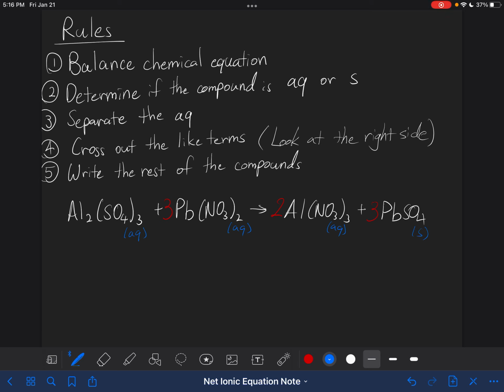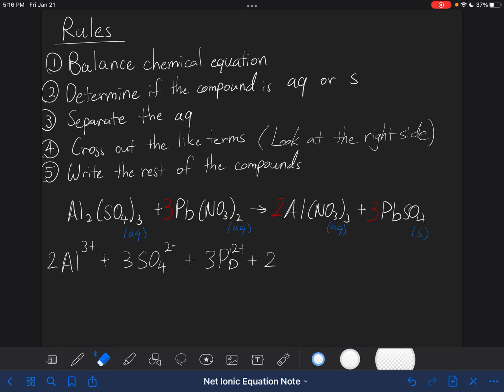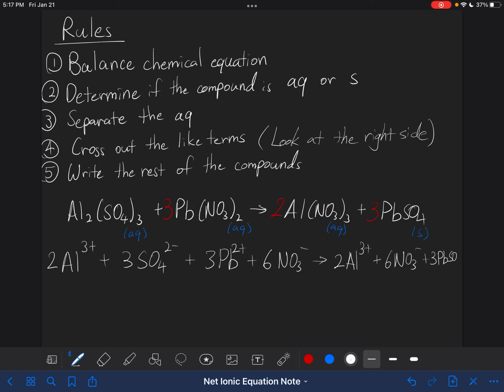Well, now we've got to split these up into two parts. So we have Al, there's two of those, so 3 plus charge, plus 3 SO4 2 minus, plus 3 Pb 2 plus. Oops. Now this time there will be 6 in there, because if we distribute, it's going to have a 6. 3 times 2 is 6. 6 NO3 minus, which provides you 2 Al 3 plus, 6 NO3 minus, and plus the rest of our elements.